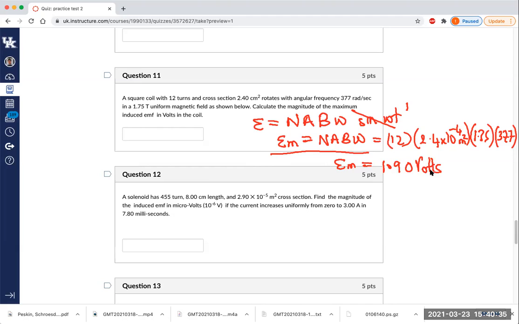So that was an example of an electrical generator creating an induced EMF by rotating a coil of wire in a uniform magnetic field.